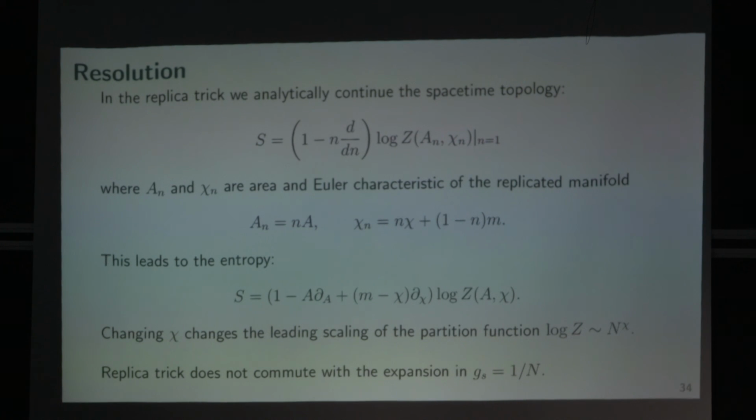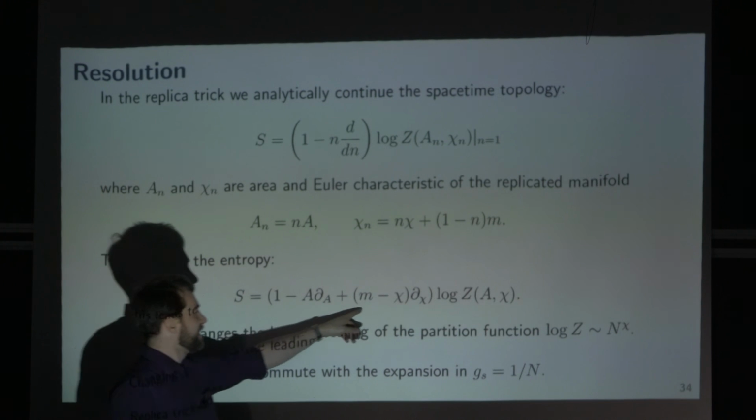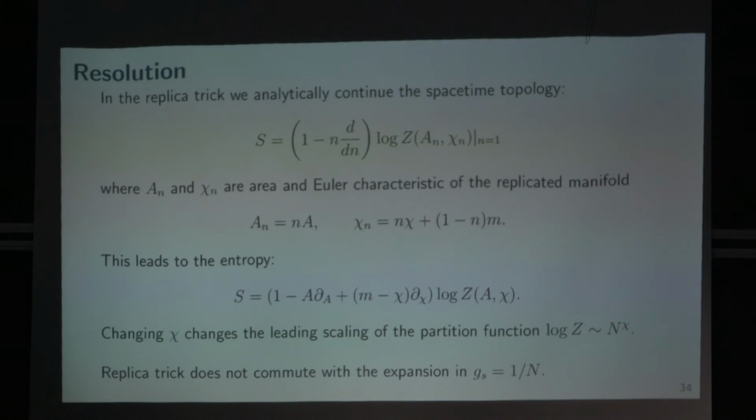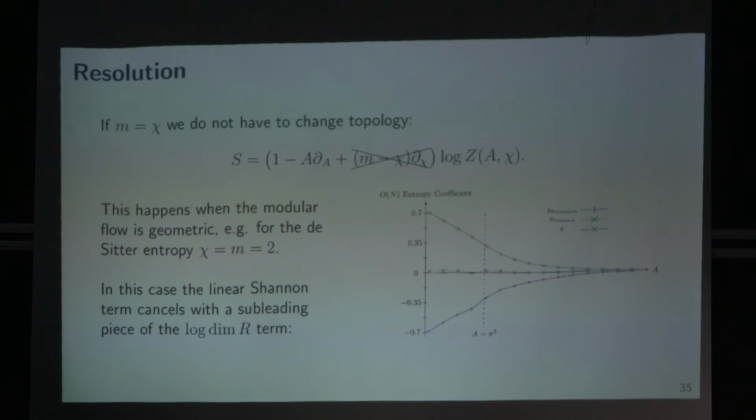So I should say there's one exception to this argument. If m equals chi, I don't need to analytically continue. That would be a sort of case where, if the modular Hamiltonian is geometric, like some geometric flow, like in the case of de Sitter, I can just continuously vary the replica index by changing the area and not changing the Euler characteristic.